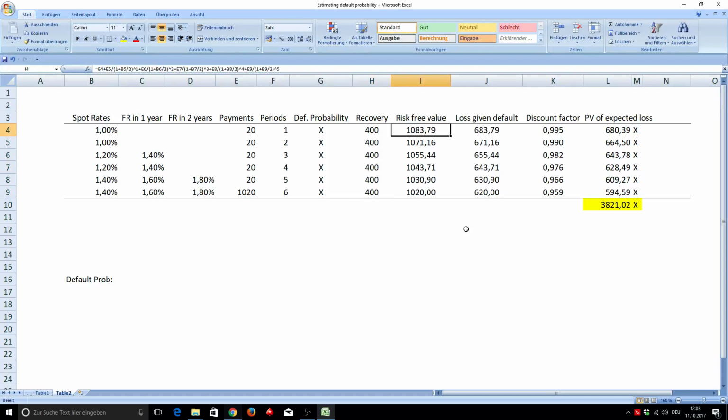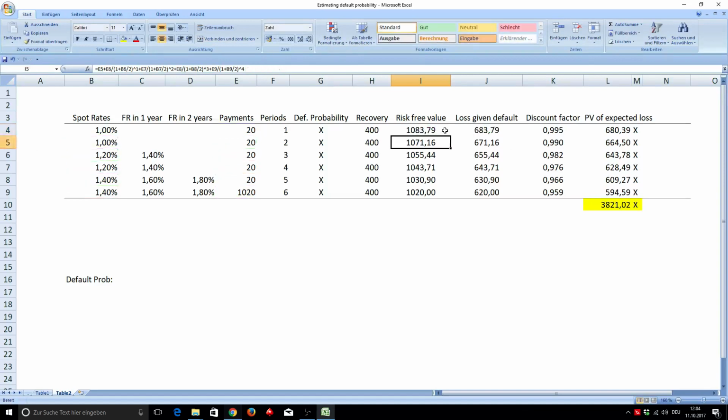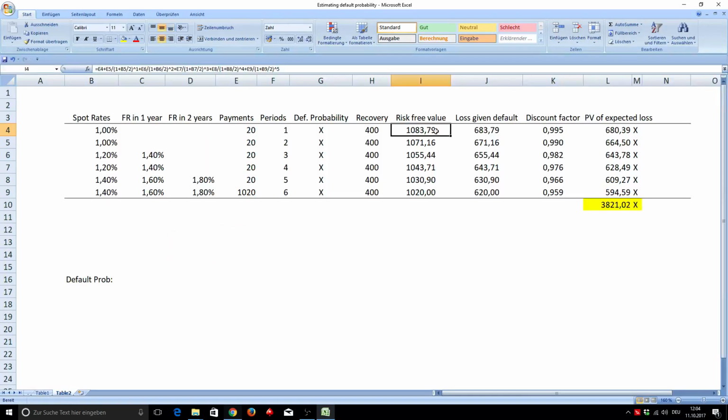Now what we have to do is value our bond as if it were risk-free for different points in time. The first one is fairly easy. We just take our payments here and discount them back at these spot rates. You might ask yourself, but wait a second, we've just estimated the risk-free value of our bond and it was 1076. Why is it higher now?